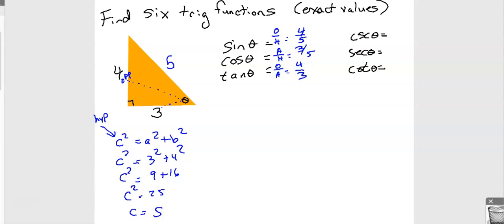3. Now once you have those 3 trig functions, the other 3 are just the reciprocals. So this would be 5/4, this would be 5/3, and this would be 3/4. And that's finding all 6 trig functions.